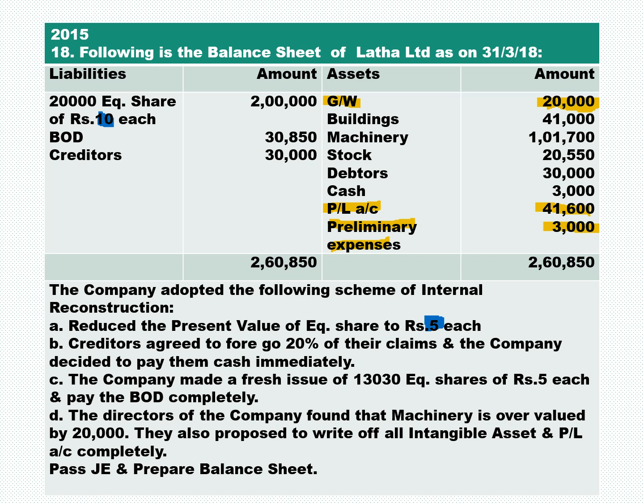Means out of 30,000, 20%, that 6,000 is to be reduced, remaining 24,000 to be paid cash immediately, thereby creditor is settled. The company made a fresh issue of 13,030 equity shares of rupees 5 each and pay the BOD completely.